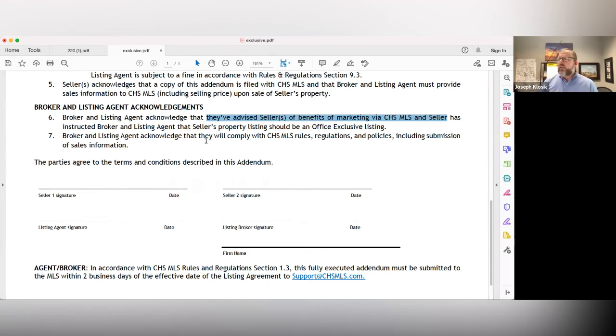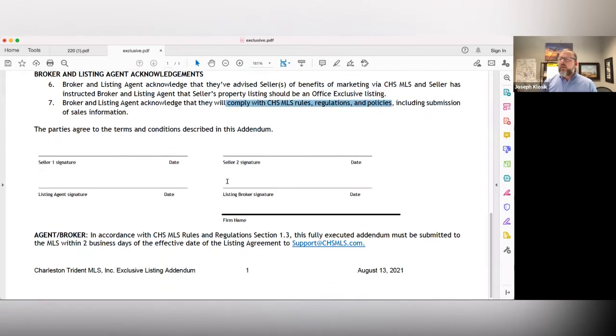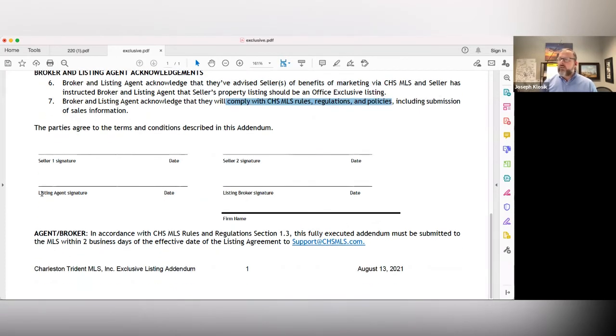And then the broker and listing agent acknowledge that they will comply with the rules and regulations, which we've already talked about. Once this is filled out, signed by the seller, signed by you, signed by me, it is emailed to support@charlestonmls.com. Clear as mud, right? We'll go over this over and over.